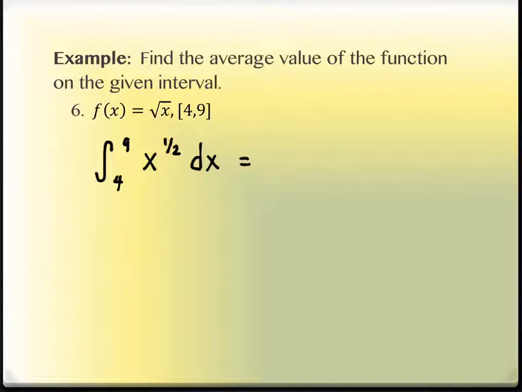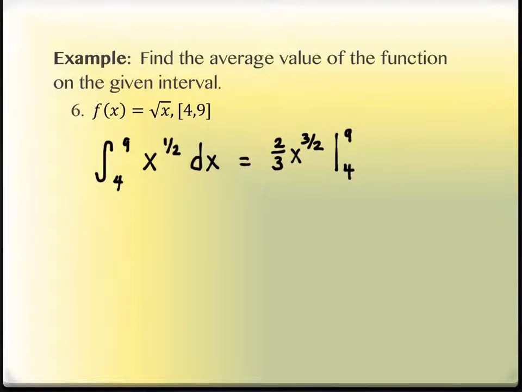What's the antiderivative of x to the 1/2? Okay, so we're going to have x to the 3/2. We would divide by that 3/2, or that's the same as multiplying by 2/3. So either divide by 3/2 or multiply by 2/3. If you multiply by 2/3, you keep the fraction inside of a fraction thing from happening. We're wanting to evaluate this at 9 and at 4.